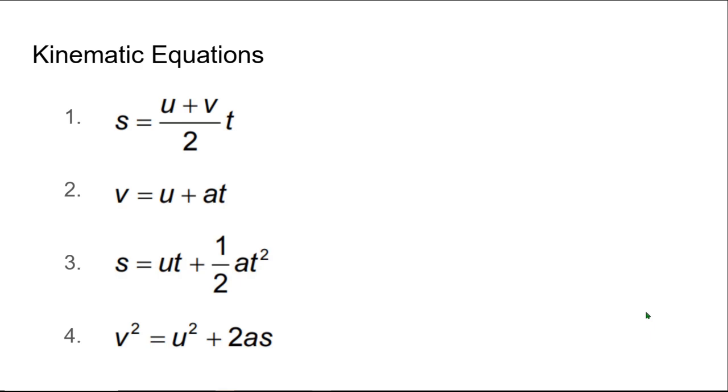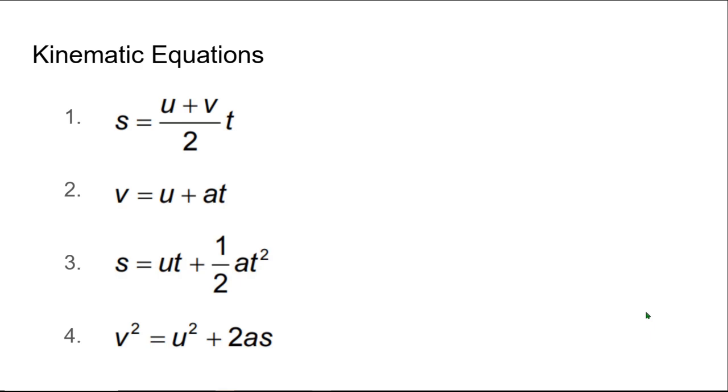I'll explain what each equation is trying to say. For example, what the first equation is saying is that if we add the initial and final velocities and divide that by 2, or take the average of the two velocities, and then multiply that by the time, you will get the displacement. It is essentially the same equation that I introduced at the start of the video, v equals s divided by t.